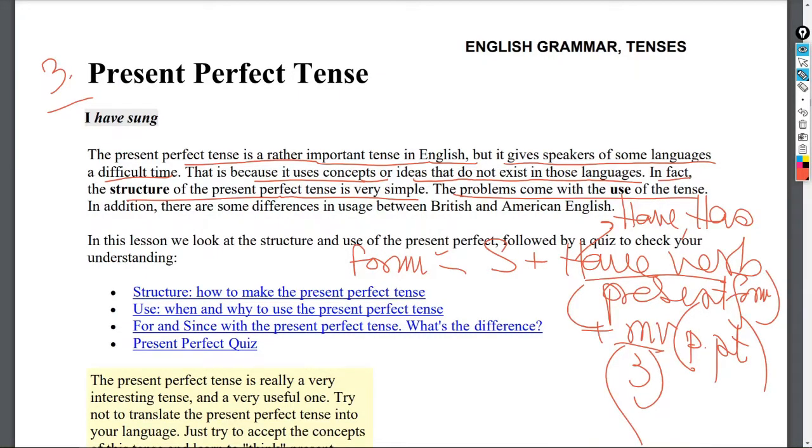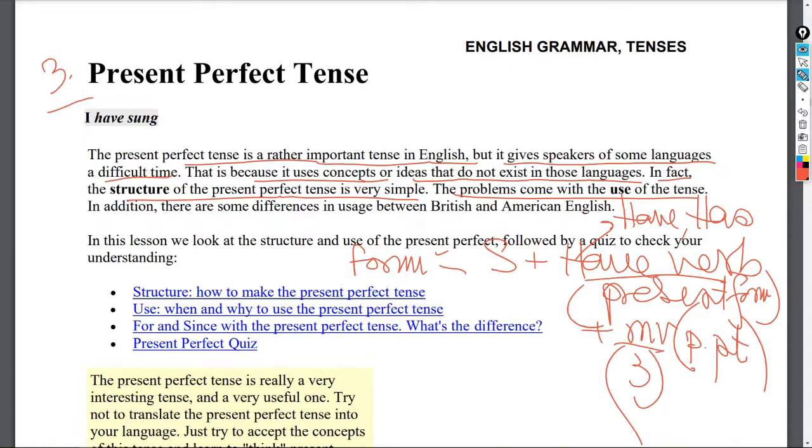So these are the simple forms, my dear children. But normally what exactly happens when you are the native speaker, when your language is the English language, then there is no problem in it. The question arises, or the problem arises, when we are not the native speaker. So it is a foreign language for us, and in our mother tongue or in our regional language, the application of it is not there. Okay? The problem comes with the use of the tense.